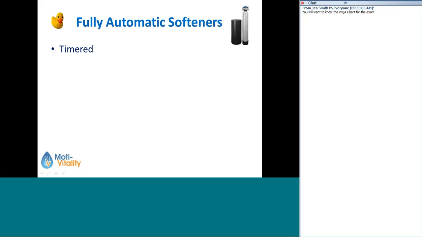Softeners come in 3 different types. You've got your timered systems, and these are the ones that clean every so many days. So they're set up kind of on these push-pull pins. And if the pin's out, then it cleans that day. So it'll look like this.